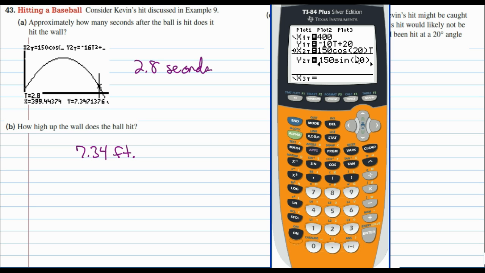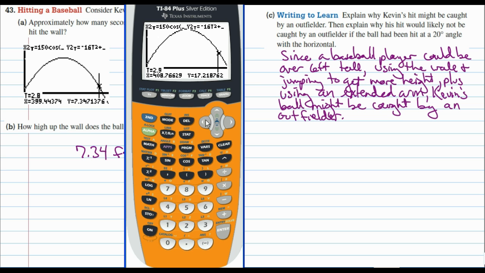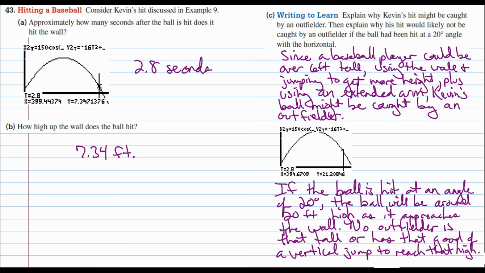So I changed the angle that he hit the ball to 20 degrees, just 2 little degrees, and let's see what difference that makes. Much higher. Is it going to clear? Ooh, that is close. I'm not sure if that's going to clear the wall, but let's trace out there and see what happens. That height is somewhere around 20 feet tall as it's approaching the wall, and there's no way somebody's going to climb up or jump up or even reach up to 20 feet high. Maybe a fan, that's about it. So if the ball is hit at an angle of 20 degrees, the ball will be around 20 feet high as it approaches the wall, and no outfielder is that tall or has that good of a vertical jump to reach that high.